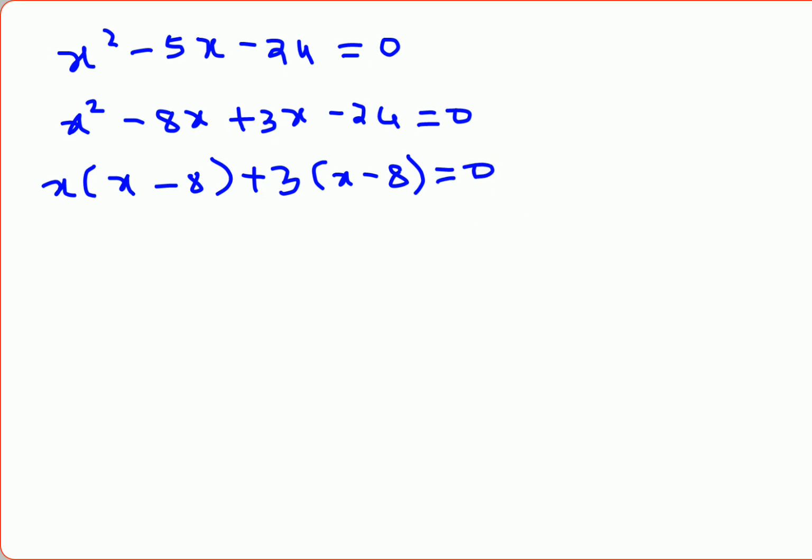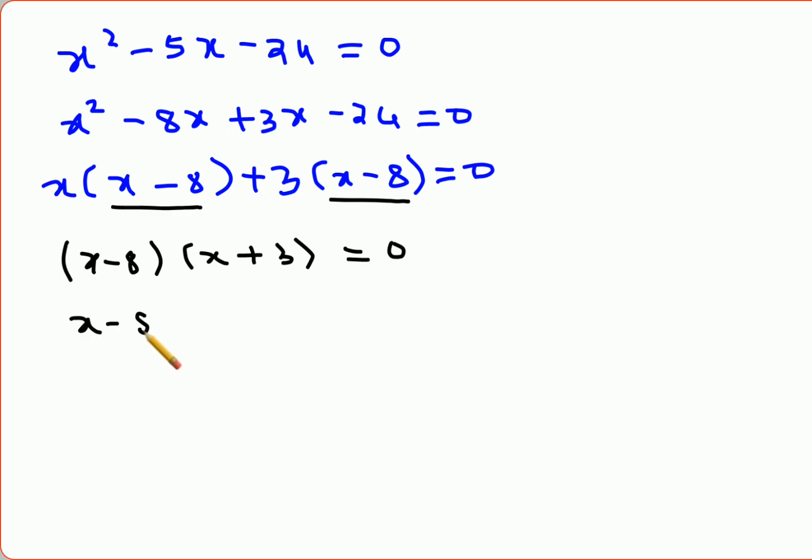See, understand, if you have gone wrong with any quadratic, here is your sign: you need to get these two brackets exactly equal. If these are not equal, it means you have done something wrong. So now out of this, we can take common x minus 8 and I'm left with x plus 3 equals 0. So here I will say either x minus 8 equals 0, or x plus 3 equals 0. So x equals 8, or x equals minus 3.